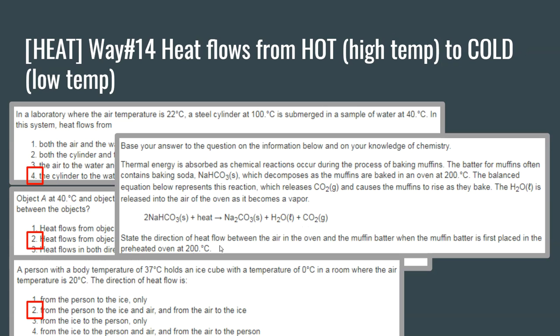It says state the direction of heat flow between the air in the oven and the muffin batter when the muffin batter is first placed in the preheated oven at 200 degrees Celsius. So despite all this information about the problem, you really only need to look at the temperature values of the muffin batter and the preheated oven in order to determine the direction of heat flow. So look at the problem and think about which direction the heat is flowing from.